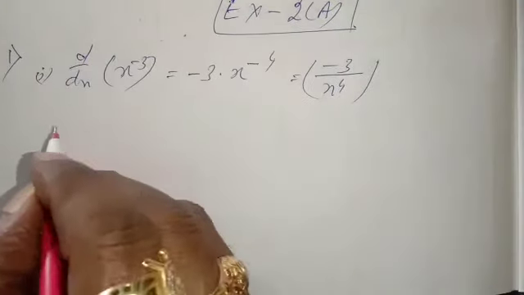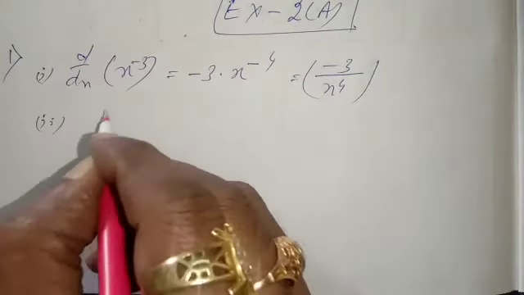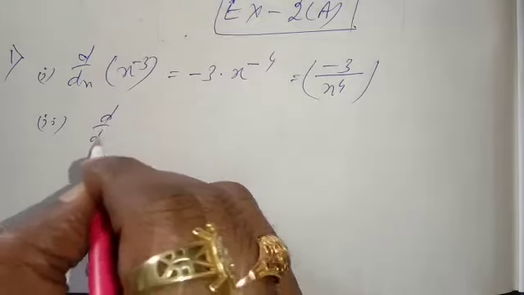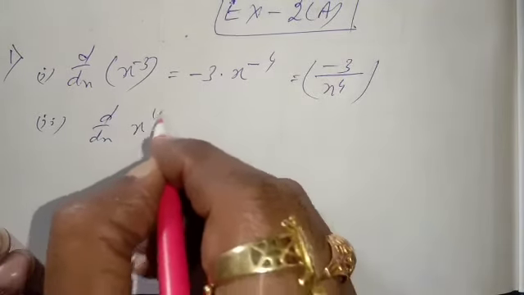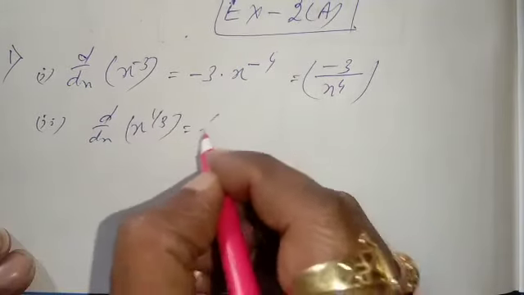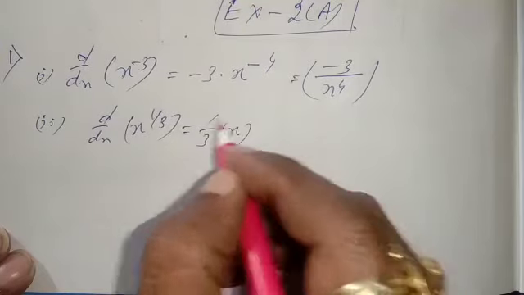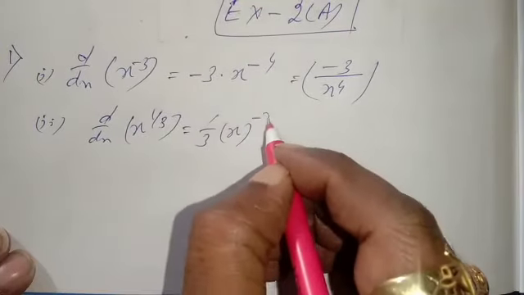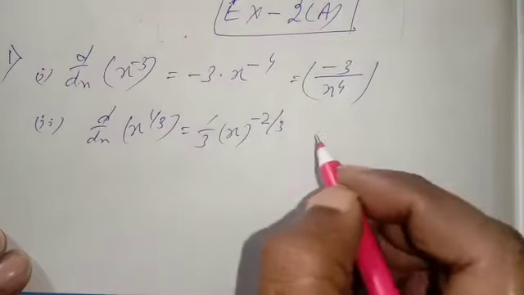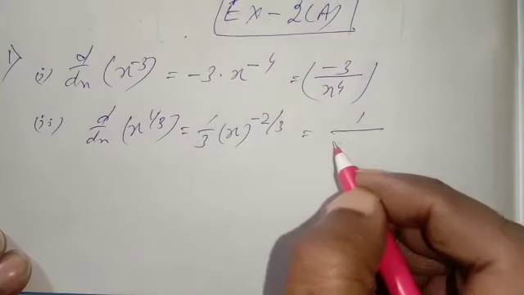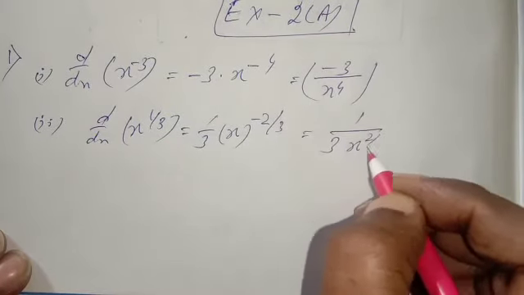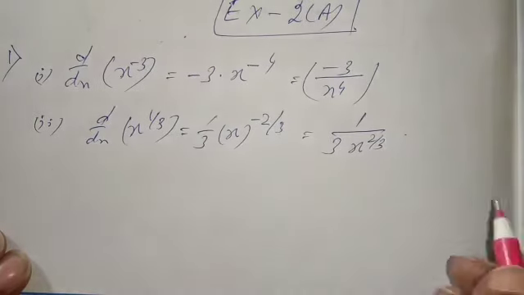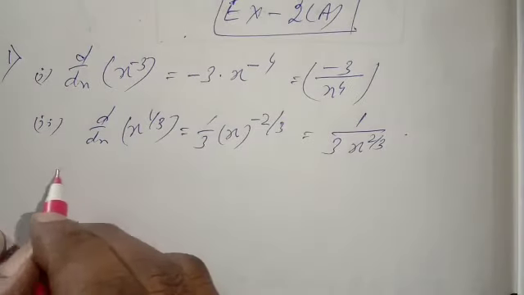The second part of the question is d by dx of x to the power 1 by 3, the cube root of x. 1 by 3 will come here, then x to the power 1 by 3 minus 1, that will be minus 2 by 3, which is equal to 1 by 3 into x to the power 2 by 3. Number 1, two parts completed.